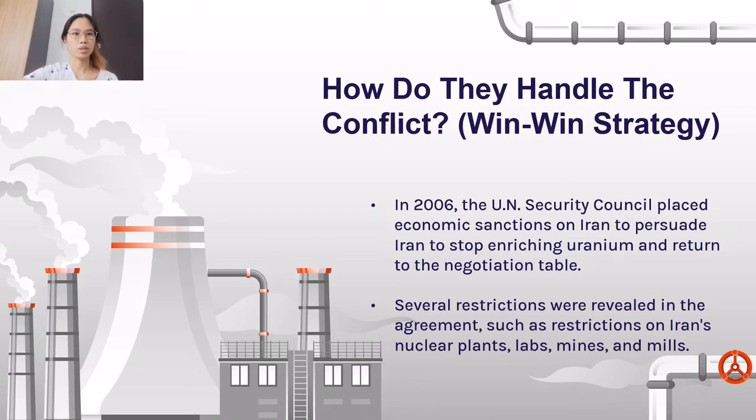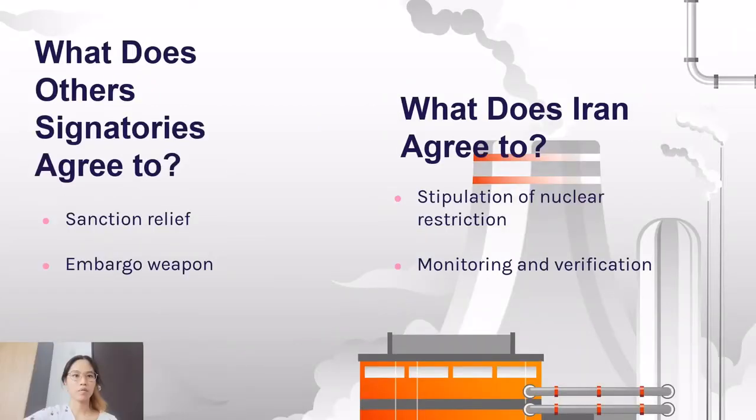Several restrictions were also revealed in the agreement, such as restrictions on Iran's nuclear plants, labs, and mines. After months of negotiation with the US and other countries, Iran has agreed to set major constraints on its nuclear enrichment facility and allow international inspection, unrestricted access to its nuclear facility for monitoring, as well as potentially to undeclared sites.